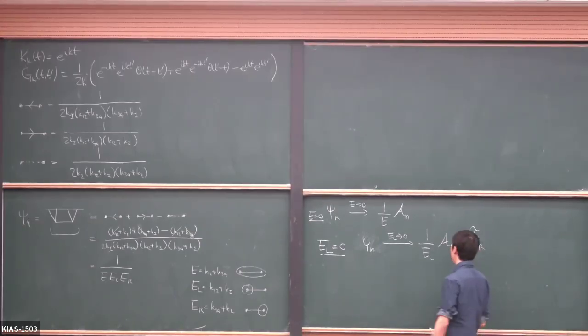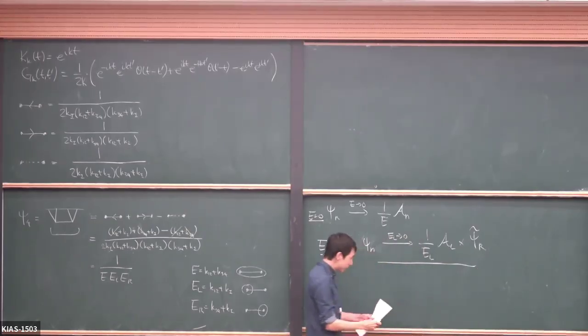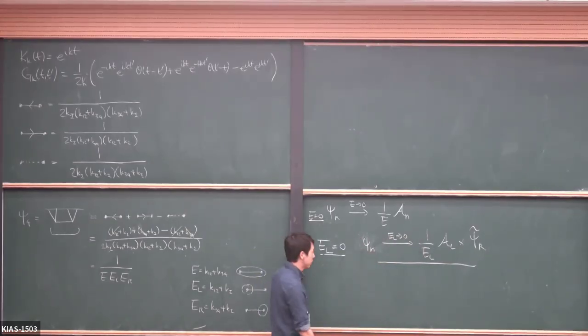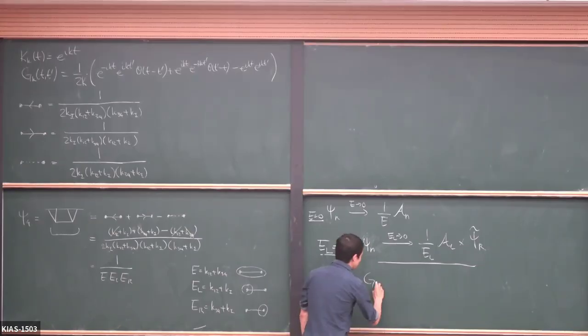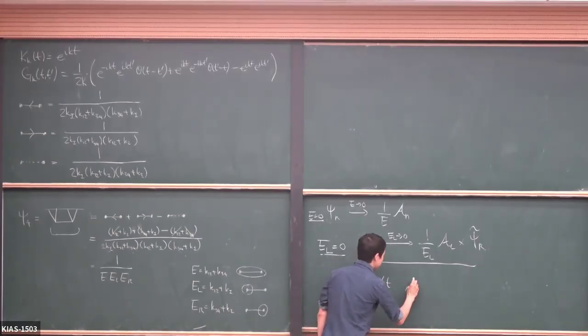To see what this object is, we can look at the behavior of the Green's function. So going back to the time integral representation.